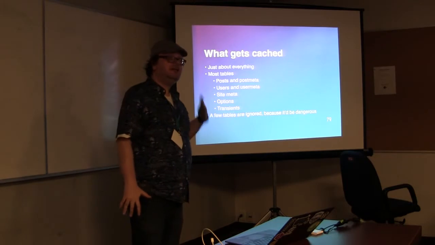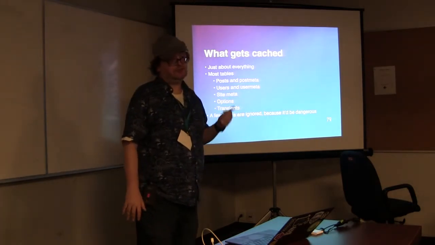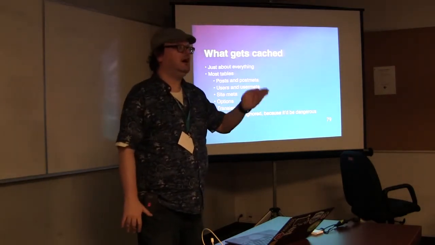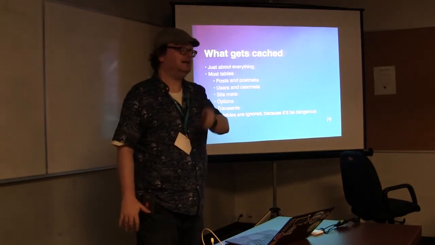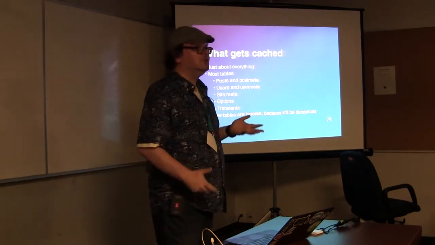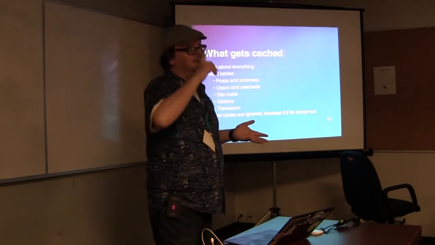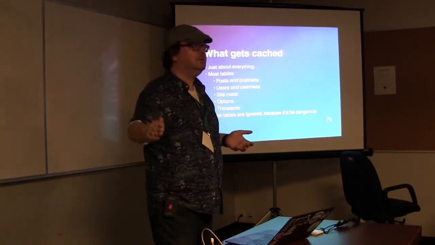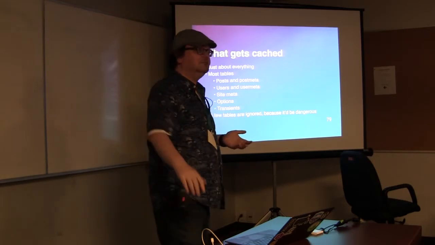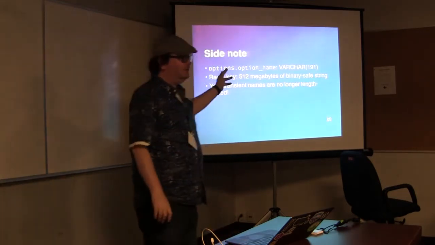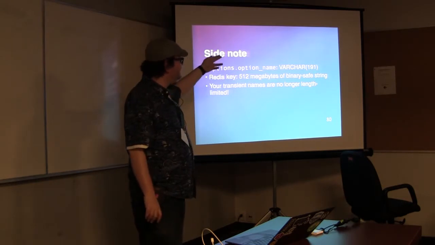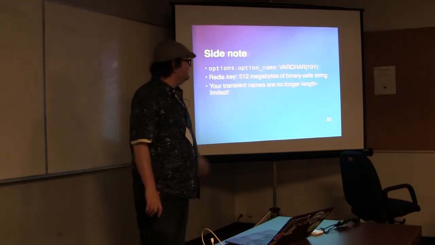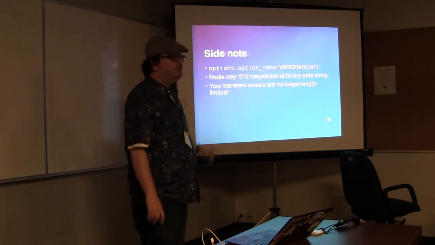It will cache most tables in your WordPress instance. Users, posts, site meta, options, and transients will go from using the options table to using Redis automatically instead. There's a few tables that it ignores, like plugins, for example, because you have a chicken and egg situation. How do you know if the Redis plugin is installed if you can't get to the plugins table because it's on the Redis server that has gone down? Also, remember, options.option_name is varchar 191, and a Redis key is 512 megabytes. That 172 I mentioned earlier, that no longer applies.